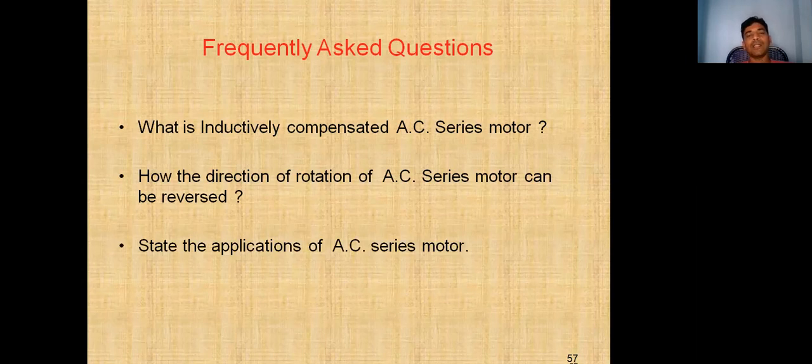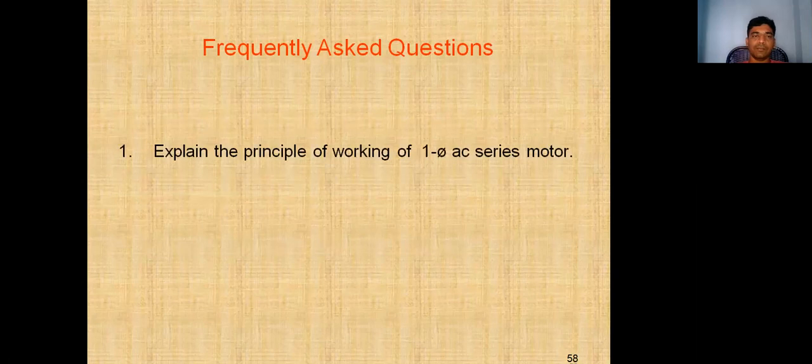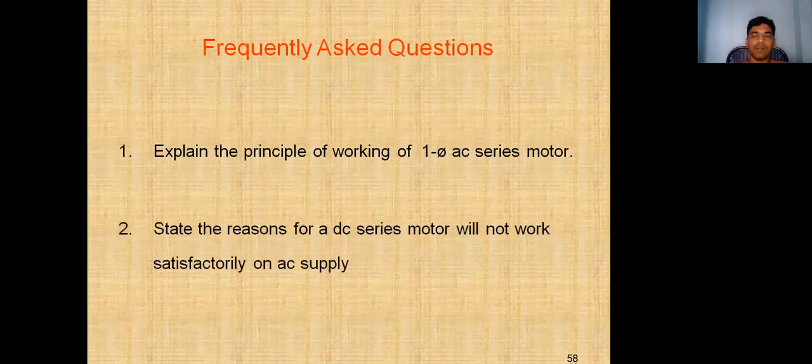State the applications of an AC series motor. Explain the principle of working of an AC series motor. State the reasons why a DC series motor will not work satisfactorily on AC supply.